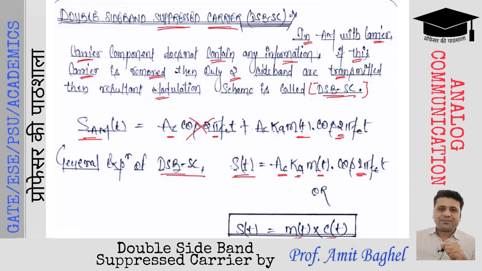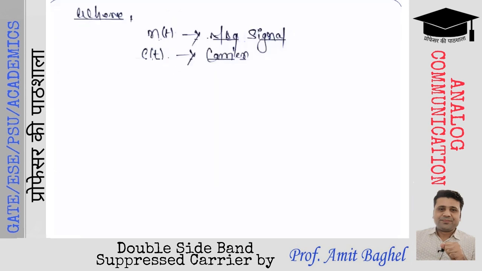This is the more general way of writing the mathematical expression of double sideband suppressed carrier, where m(t) is the message signal and c(t) is the carrier signal. So we have seen that the DSBSC modulated waveform is the message signal multiplied with the carrier signal, m(t) into c(t). Let us analyze the frequency spectrum of this modulated waveform.